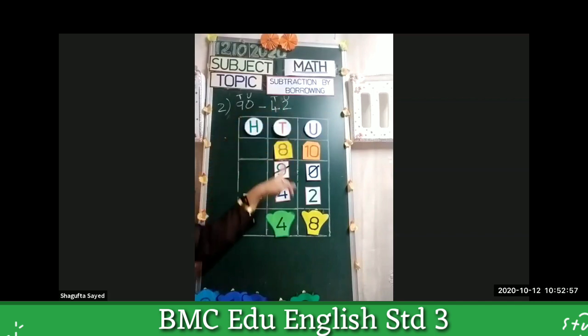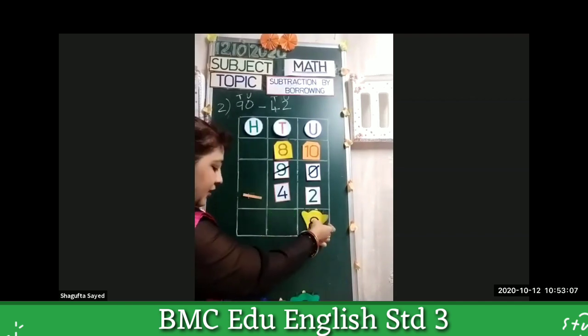90 minus 42 is equal to 48. Understood? Okay. Let's see next.